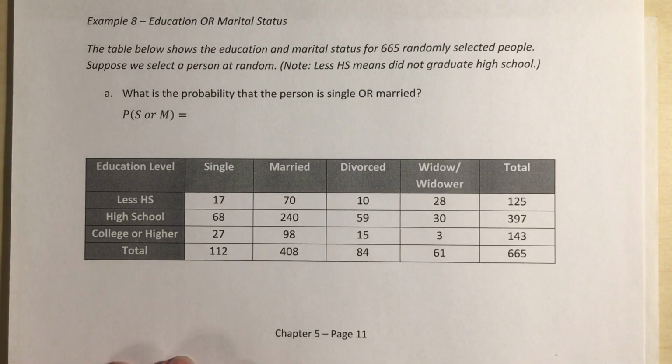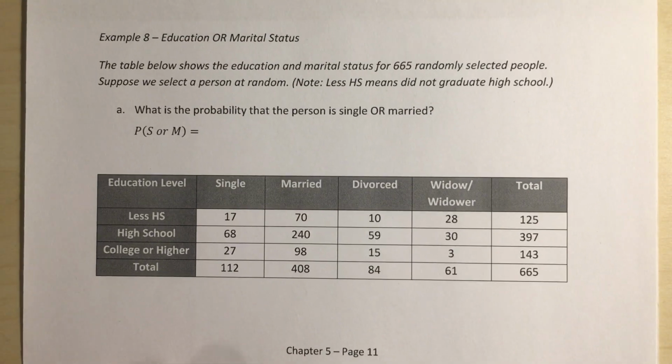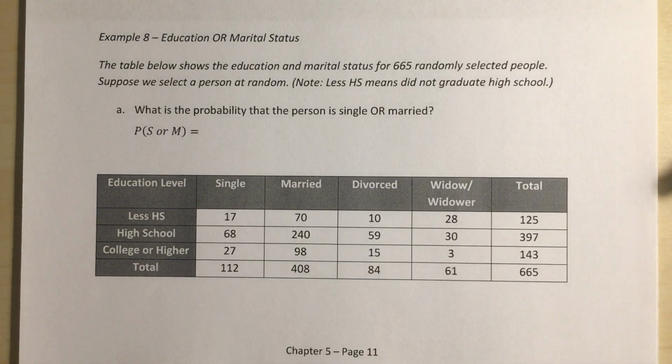Right, so like we did with our and, we're going to look at, again, a more sophisticated example. It's actually the same table, I should say, different type of example, when we're looking at education or marital status. The table below shows the education and marital status for 665 randomly selected people. So what is the probability that the person is single or married?